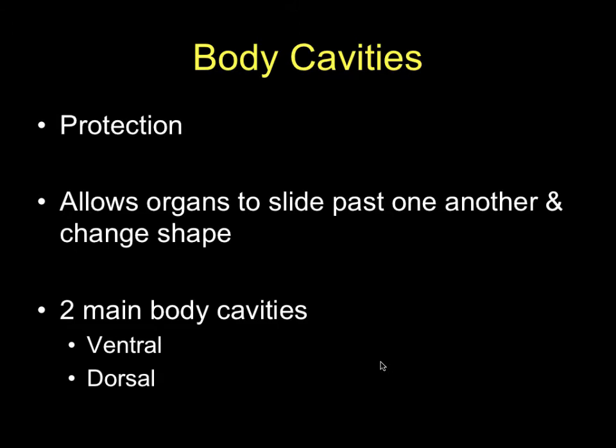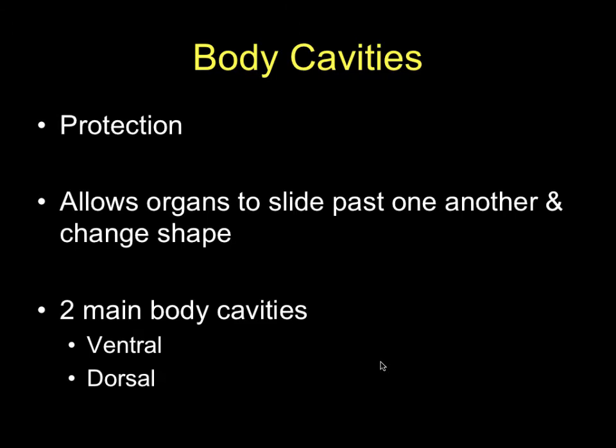The dorsal body cavity, start with the dorsal first. The dorsal body cavity is made up of the cranium and the spinal cord. Actually, the spinal column, the vertebrae that surround the spinal cord. So your vertebrae, for example, are part of your dorsal body cavity. The cranium and vertebrae that contain the brain and spinal cord respectively make up your dorsal body cavity.